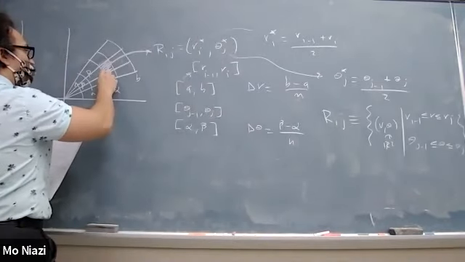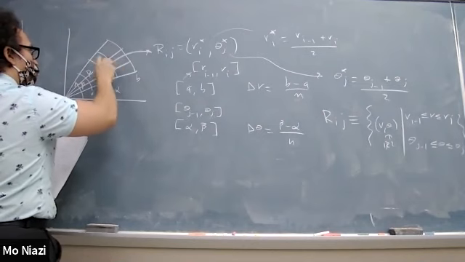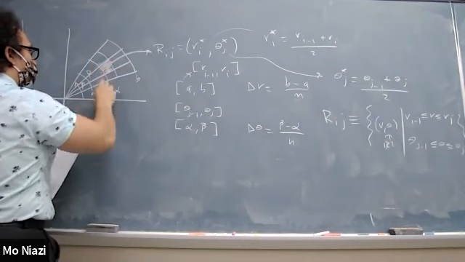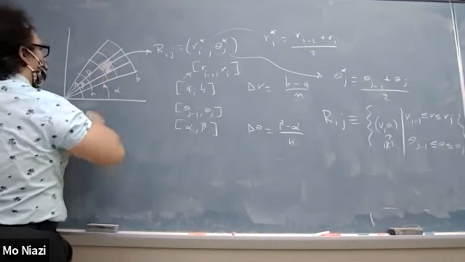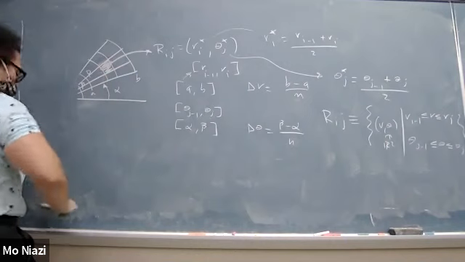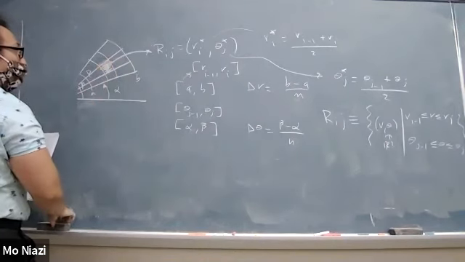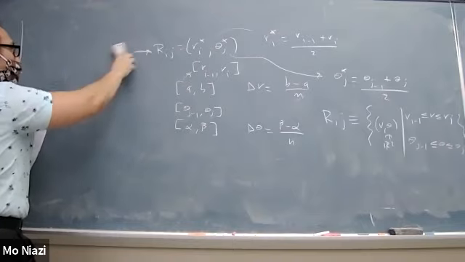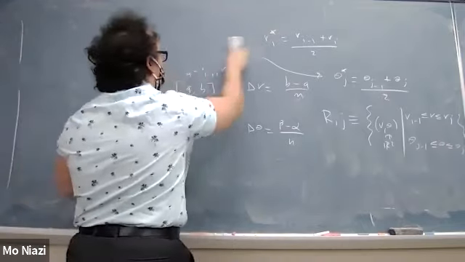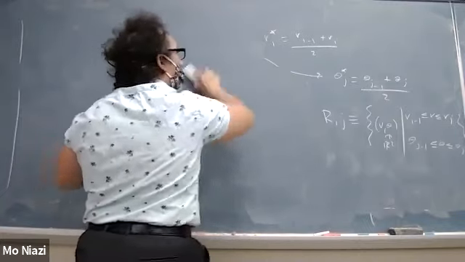If this is R, if this is Ri minus 1, this is Ri, and this is your theta j minus 1, and this is your theta j. The star is like the average, so it's like right here in the middle. Okay, that's what's happening. We're just trying to be as general and as average as possible to get the best approximation.